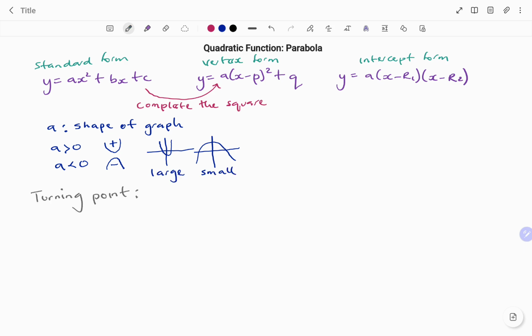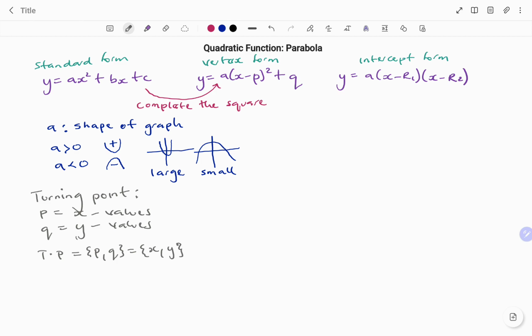The next term we need to note is our turning point. The p in our vertex form is our x value for our turning point, while the q is our y value. Therefore, to find the turning point, I'm going to state that as TP. That's the value of our p and q, which is the same as x and y coordinates.